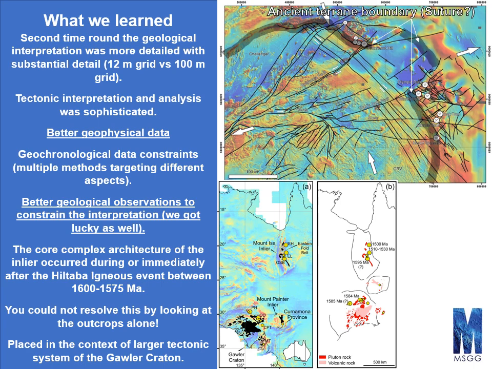So what did we learn by comparing the interpretation from an older data set with the new interpretation? I guess there are two significant points. Firstly, we were able to glean much more information from the 12-metre grid versus the 100-metre grid. In addition, the interpretation became much more sophisticated, not only because of the better geophysical data set, but also the additional knowledge-based information, that being high resolution mapping of the limited outcrop as well as the geochronology data set.